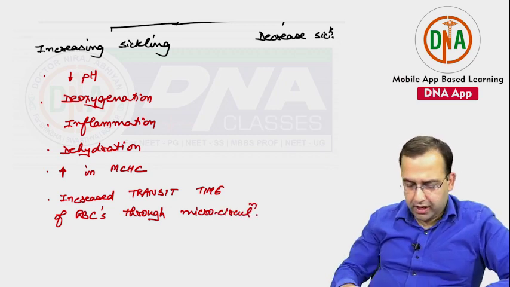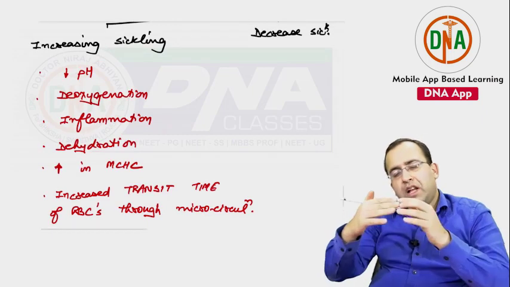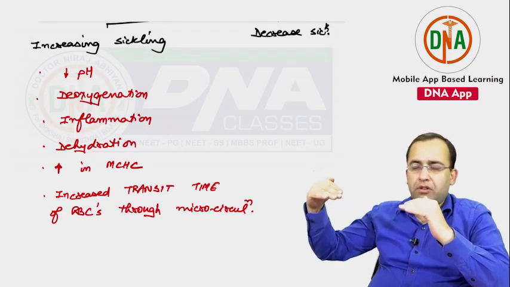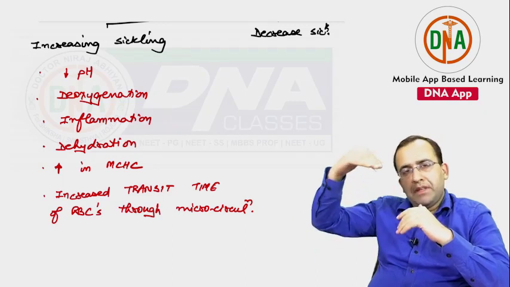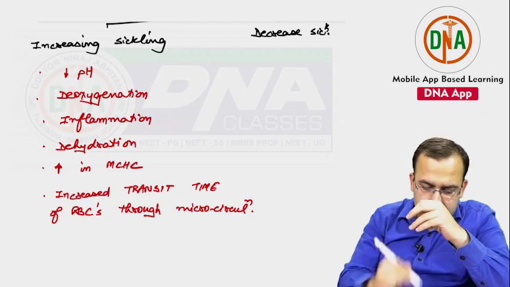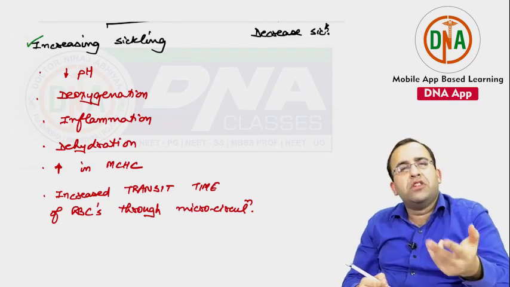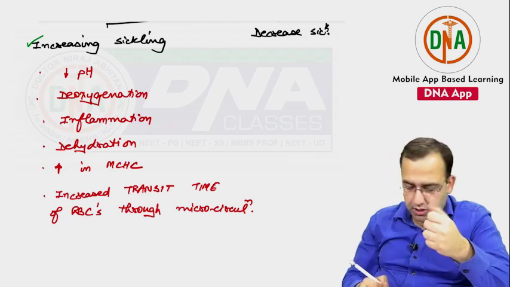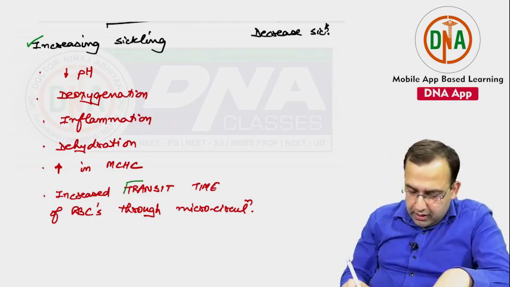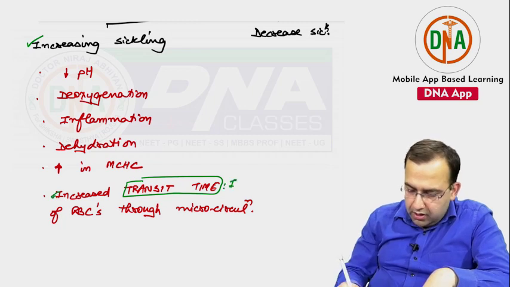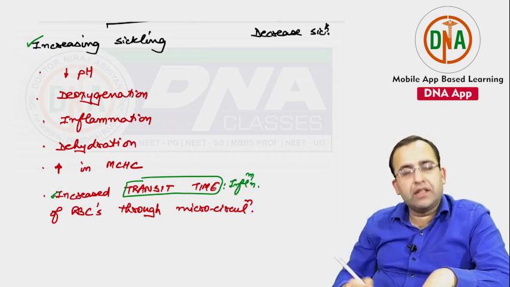Increased transit time. If the transit time, the time taken by RBCs to pass through the microcirculation, is increased, this in turn increases sickling, because more oxygen would be given to the site. It will be associated with deoxygenation. This increased transit time is seen in inflammation.